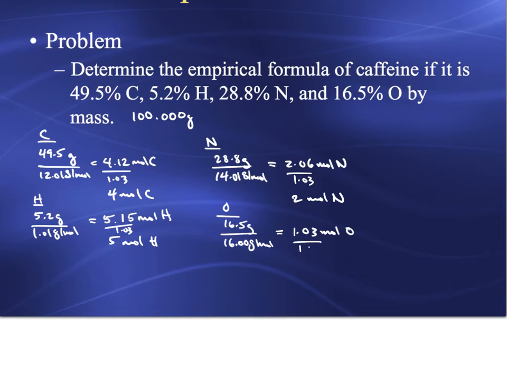And this, of course, divided by itself is just going to give you 1 mole of oxygen. So now what's my formula? Well, my formula is C4, okay, right there. And then we're going to have H5. We're going to have N2. And then lastly, just O, because there's only 1 oxygen.